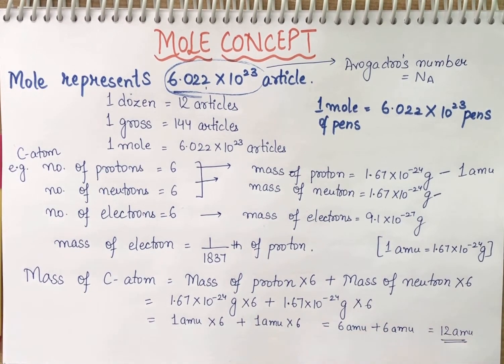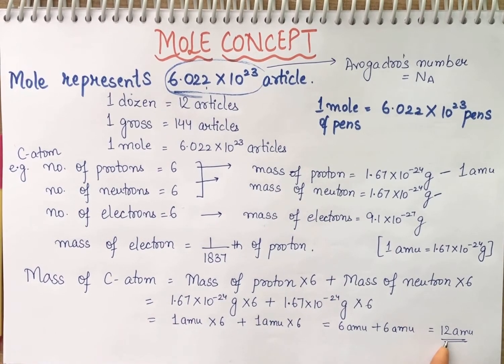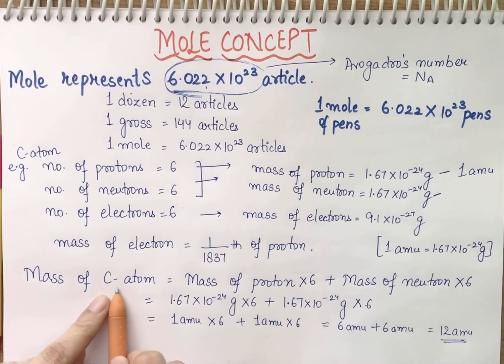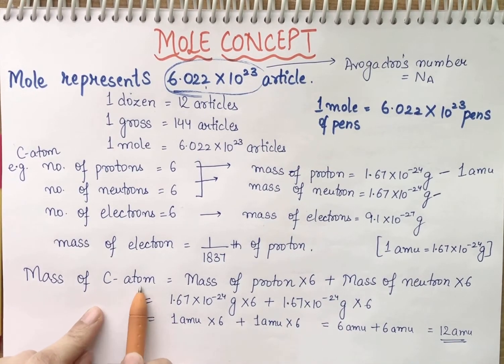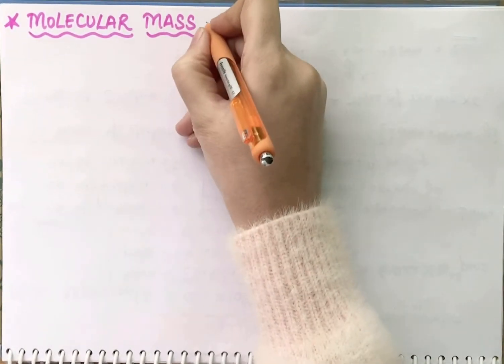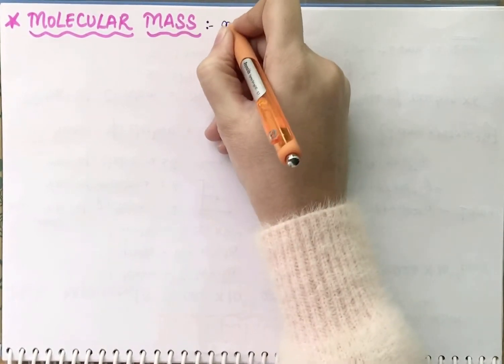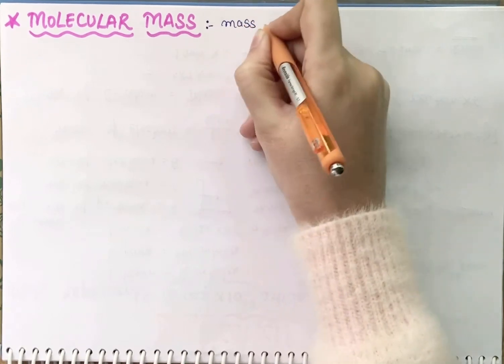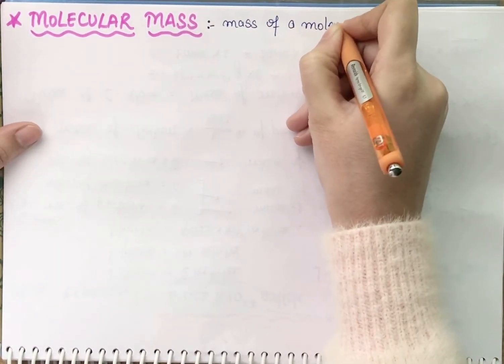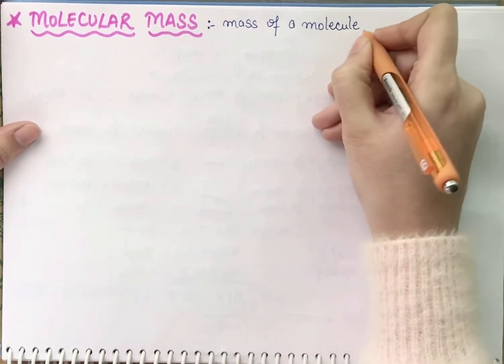Okay, now what does it mean? This 12 AMU means this is the mass of one carbon atom. We are talking about the mass of one carbon atom, right? Now mass of a molecule is known as molecular mass. So you can write mass of a molecule is known as molecular mass.